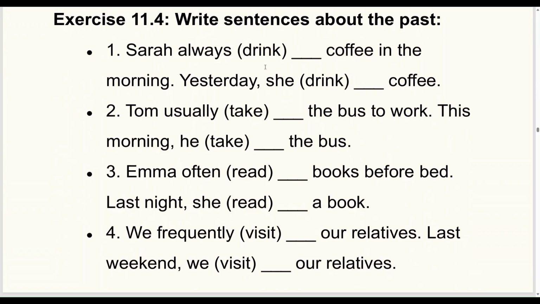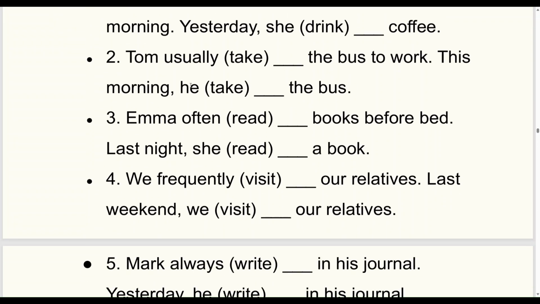Sarah always drinks coffee in the morning. So when we say always, it means the present form, the habit, so we don't change it. But with past signal words, we use the past form. Yesterday, she drank coffee. Tom usually takes the bus to work. This morning, he took the bus.